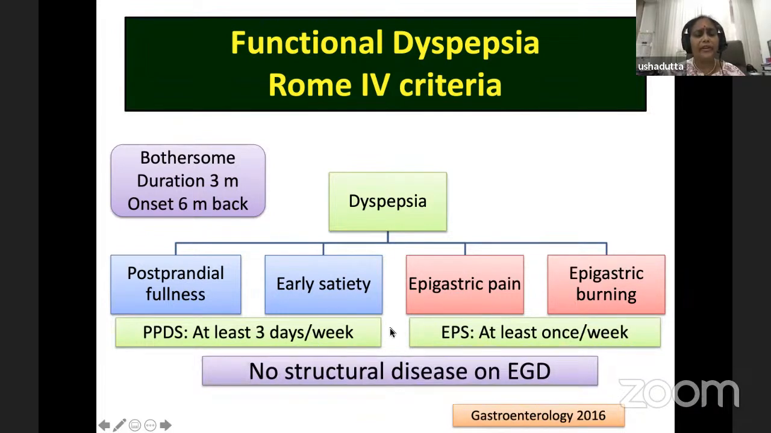There should be no evidence of structural disease on endoscopy, and that is why in diagnosis of functional dyspepsia, there is a role of endoscopy in picking up any disease in the patient. And since it is not possible for us to do endoscopy in all the patients, there are several criteria by which we choose who is a patient who's likely to benefit with endoscopy.